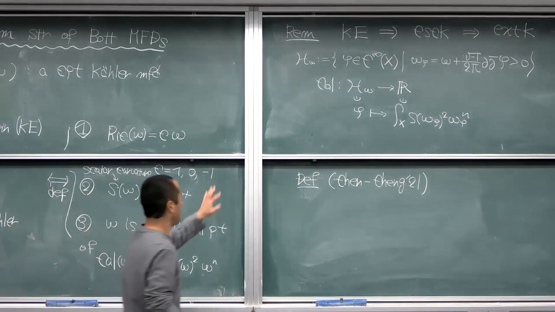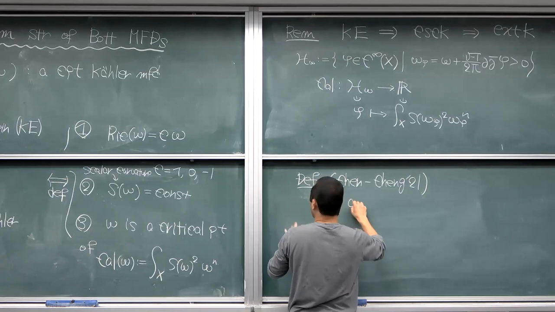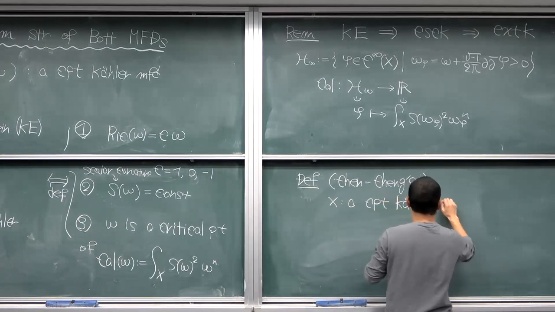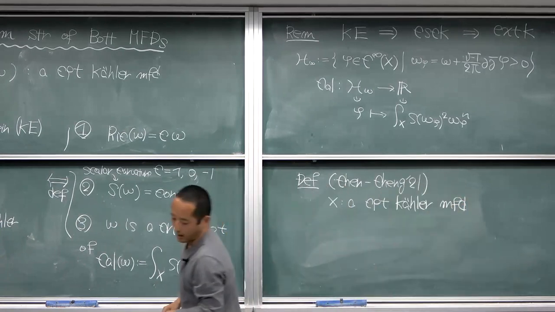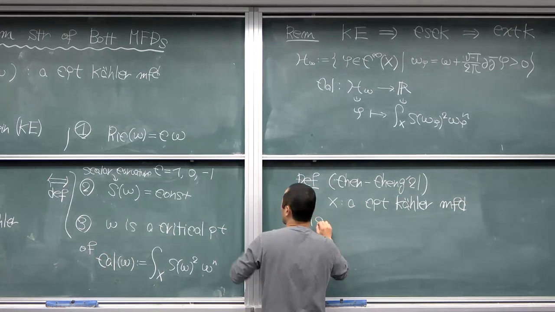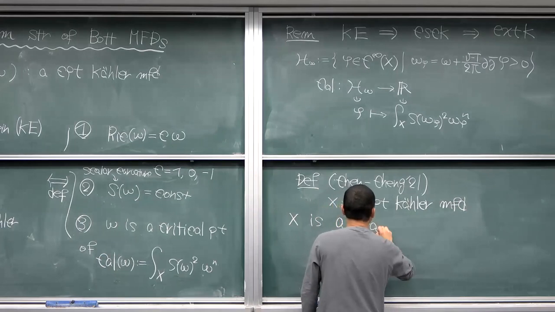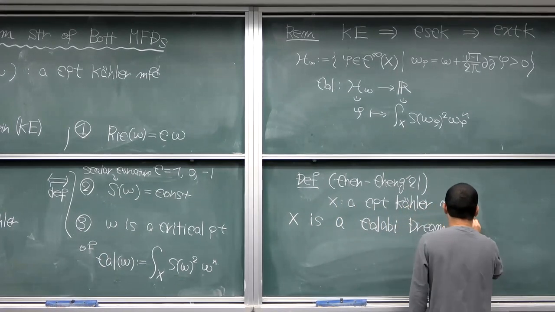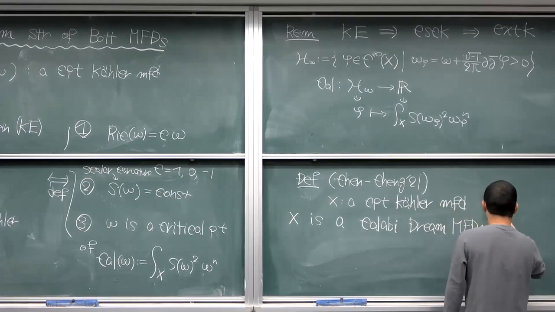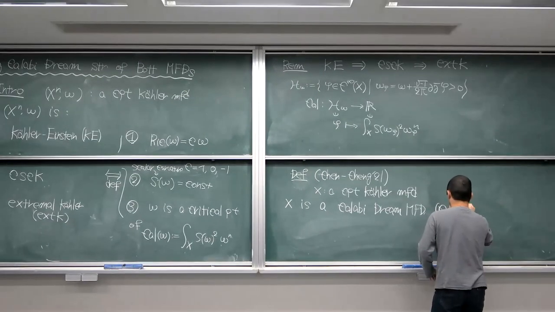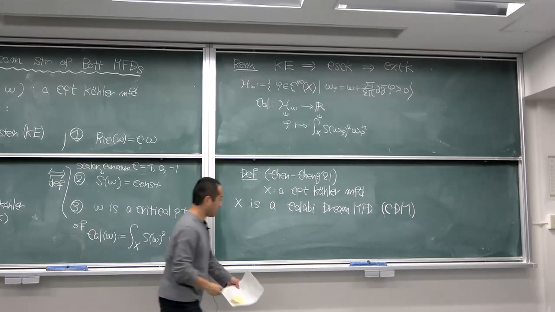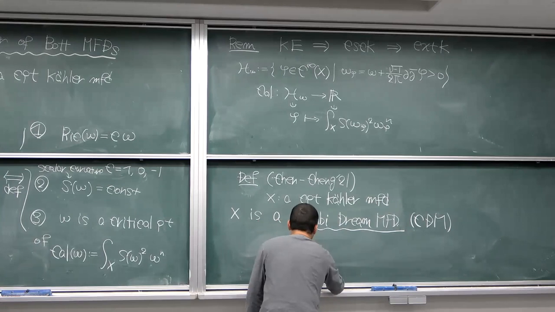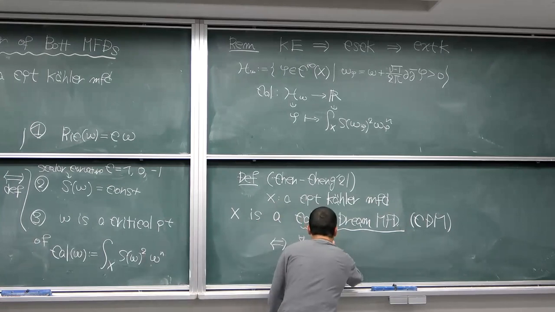What they introduced is this: if X is a compact Kähler manifold, then we call X a Calabi dream manifold, and from now on we just say CDM for simplicity. The definition of a Calabi dream manifold is that this compact Kähler manifold admits an extremal Kähler metric in each Kähler class.